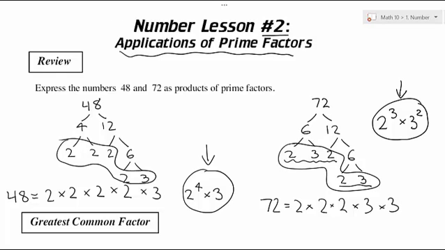We have to know, though, that with 48, we could say that it's 2 times 2 times 2 times 2 times 3. We could also say it's 2 to the 4 times 3. Same with 72. 72 is 2 times 2 times 2 times 3 times 3, but we could also call it 2 to the 3rd times 3 squared. Now let's talk greatest common factor.